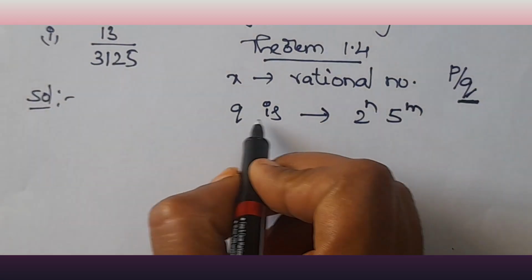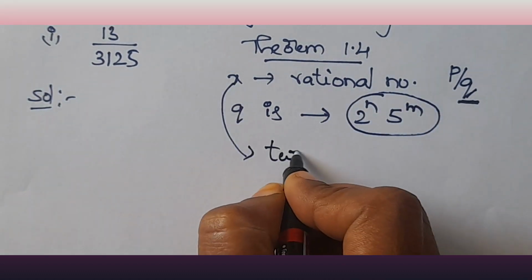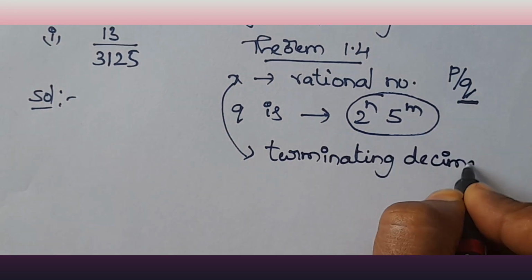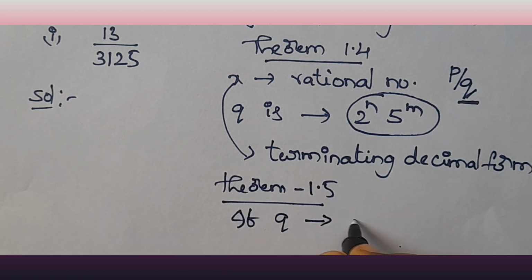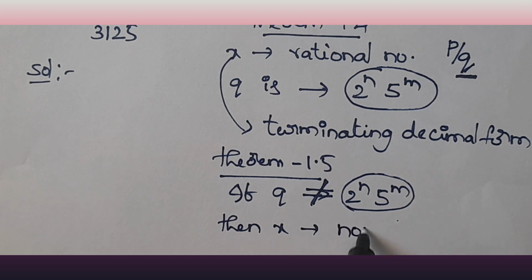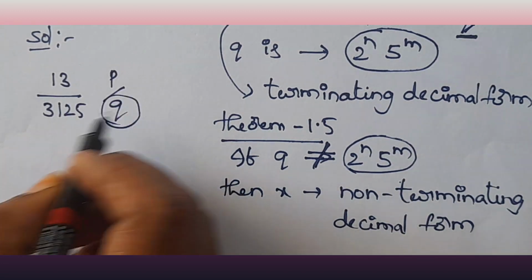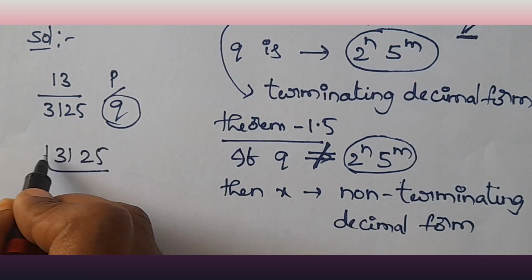Let x be a rational number in the form p by q, and the denominator q is of the form 2 power n into 5 power m, where n, m are non-negative integers. Then x has a terminating decimal form. And Theorem 1.5: if the denominator q is not of the form 2 power n into 5 power m, then x has a non-terminating decimal form. First we have to find whether the given denominator q is of the form 2 power n into 5 power m or not.